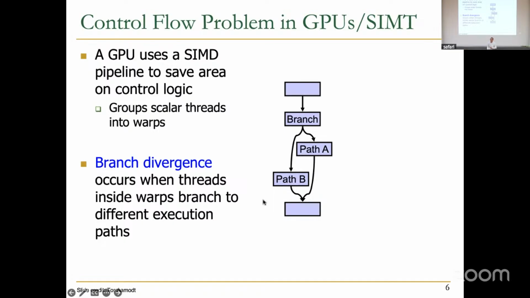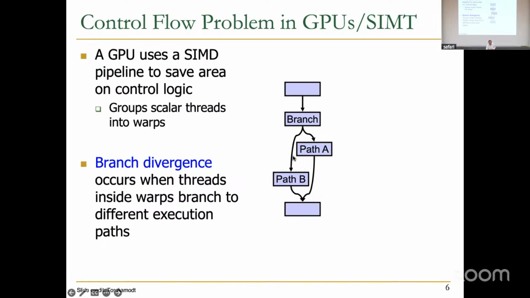What the GPU does dynamically at this point is create two warps. One warp goes and executes the instructions on path A. The other warp goes and executes instructions on path B. And to be able to do that, the GPU creates a mask, and the mask is dependent on the result of the branch.